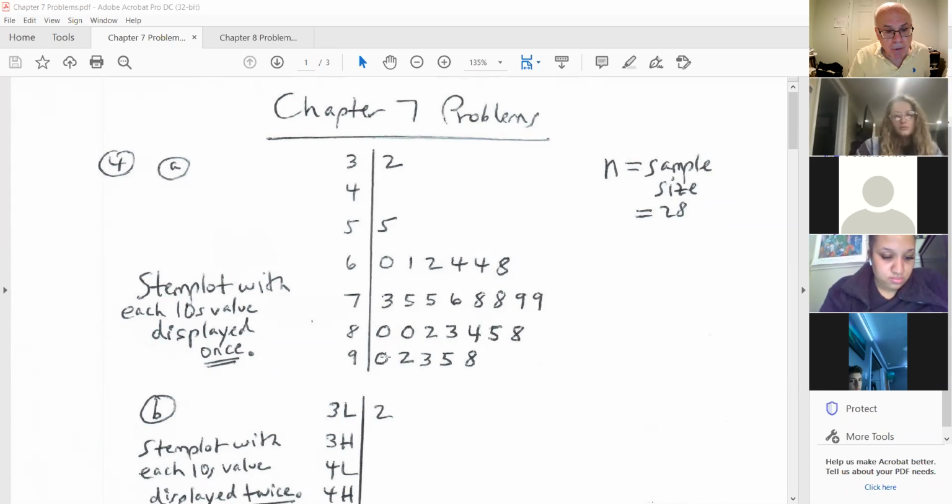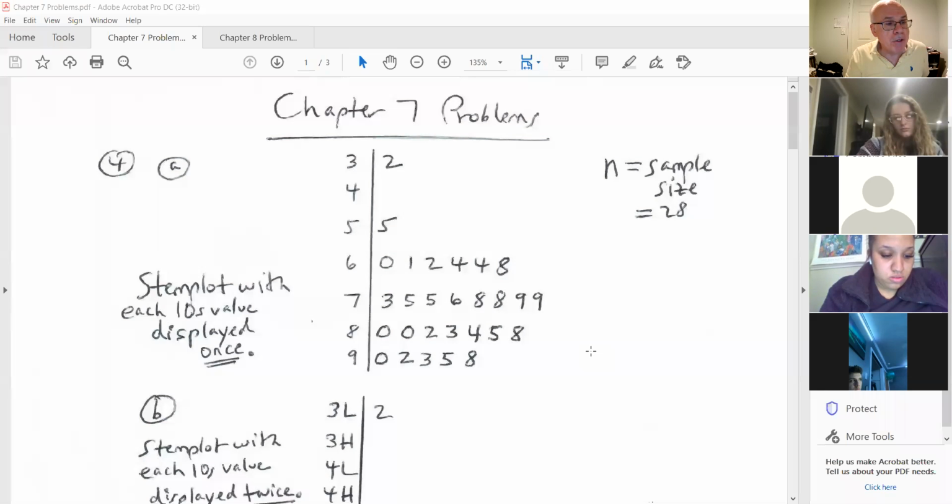And then in the 90s, if you scan the data set, you'll see there's a 90, there's a 92, 93, 95, and 98. So if you added all these up, if you just counted them, you can find out there's 28 numbers. That's how you double check to make sure you have them all.